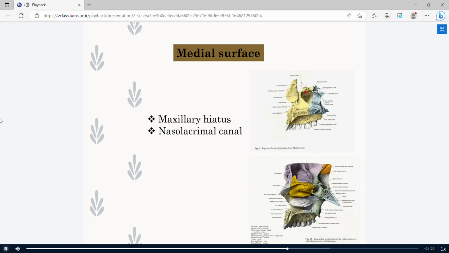This is the medial surface of maxillary bone. In the medial surface, there is a large hiatus for location of maxillary sinus, and you can see a nasolacrimal canal here on the medial surface of body.